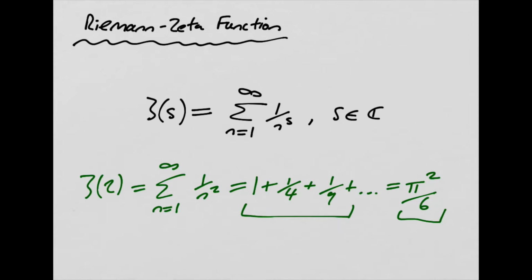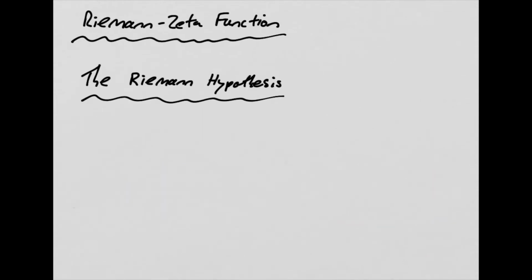This function has a lot of interesting properties. Many people have spent time looking into them. There's also the Riemann hypothesis. This was stated by Riemann himself in the 1850s and is considered one of the hardest problems in mathematics. It basically says when this function zeta of s is equal to 0.